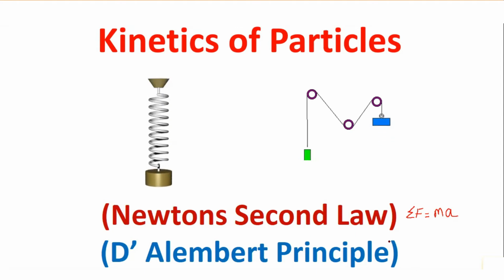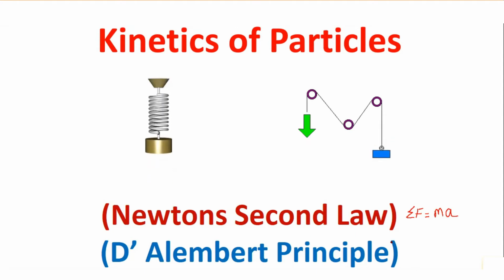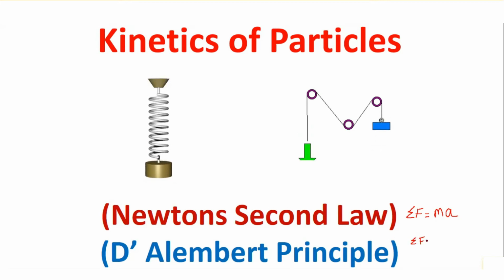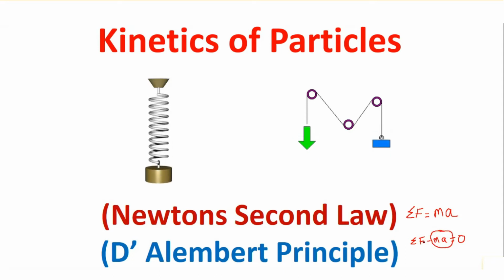Whereas D'Alembert's principle defines the dynamic equilibrium of the body, given by the equation summation of F minus ma is equal to 0, where this ma is the imaginary force or the inertia force, which is shown on the body or a particle in the direction opposite to the direction of the acceleration.